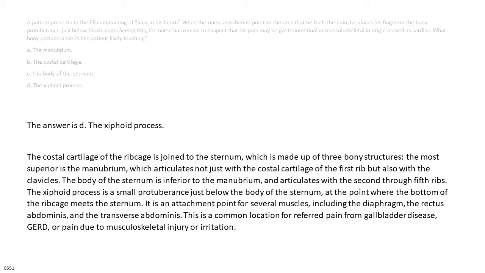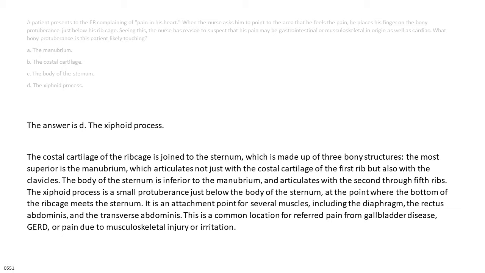The answer is D. The xiphoid process. The costal cartilage of the ribcage is joined to the sternum, which is made up of 3 bony structures. The most superior is the manubrium, which articulates not just with the costal cartilage of the first rib but also with the clavicles. The body of the sternum is inferior to the manubrium, and articulates with the 2nd through 5th ribs. The xiphoid process is a small protuberance just below the body of the sternum, at the point where the bottom of the ribcage meets the sternum.